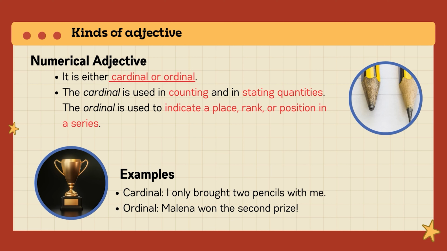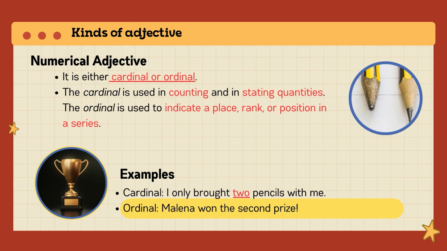The ordinal, however, is used to indicate a place, rank, or position in a series, like first, fifth, seventh, tenth, and so on. Here are the examples. Cardinal. I only bought two pencils with me. The numerical adjective here is 2. The number talks about how many pencils were bought. Since it stated the quantity, or ilan yung lapis, it is considered as cardinal.